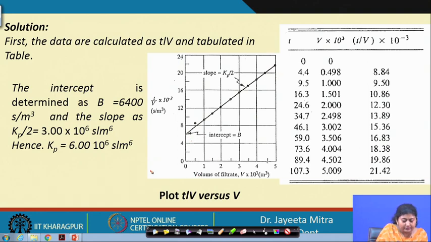From that, the intercept is calculated, B, which is equal to 6400 second per meter cube, and the slope is Kp by 2. So, Kp by 2 is 3.00 into 10 to the power 6 second per meter to the power 6, hence Kp we are getting 6.00 into 10 to the power 6.